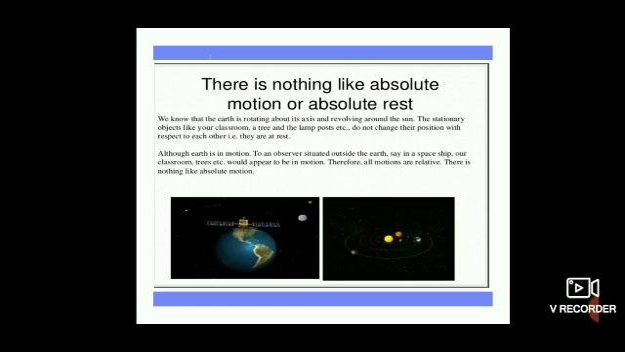Although the earth is in motion, to an observer situated outside the earth, say in a spaceship, our classroom, trees, etc., would appear to be in motion. But for us, when we are sitting in a classroom, it is all at rest. Therefore, all motions are relative. There is nothing like absolute motion or absolute rest.